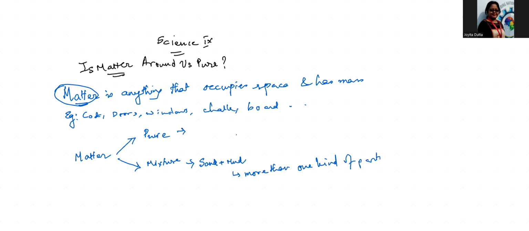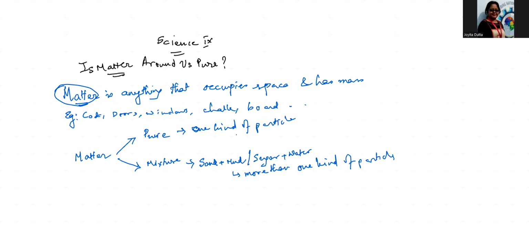Like I can have a sugar solution, sugar and water. Sugar solution is again a mixture, so more than one kind of particle is there. Pure means I have one kind of particle, the same kind of particle.